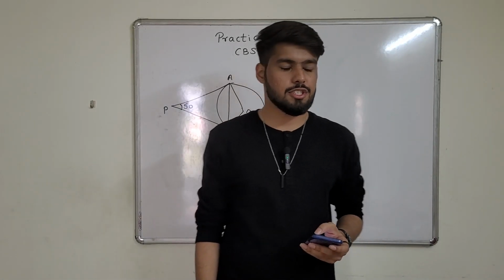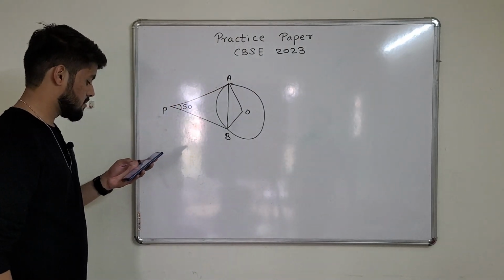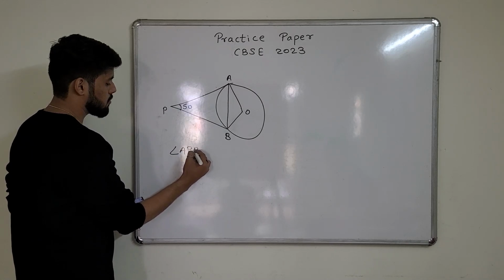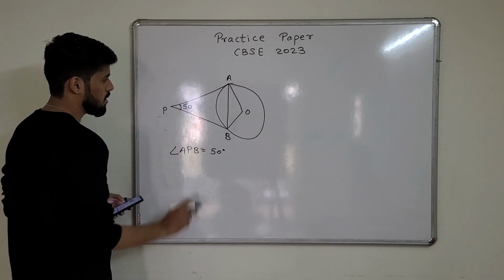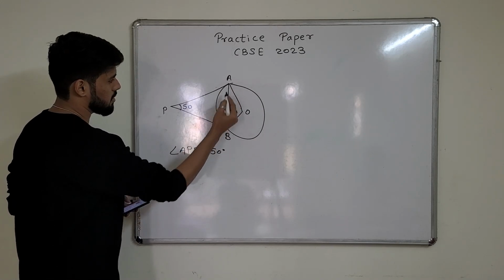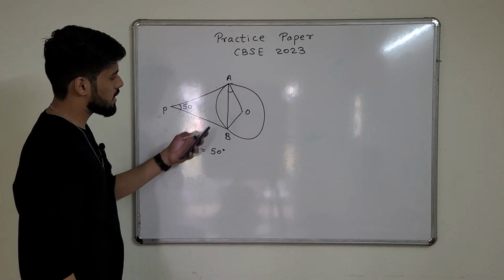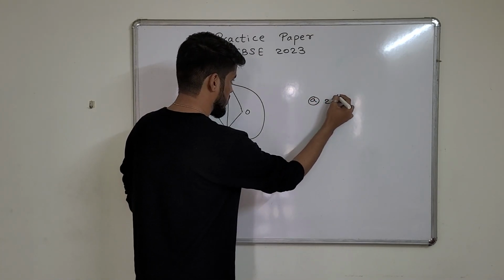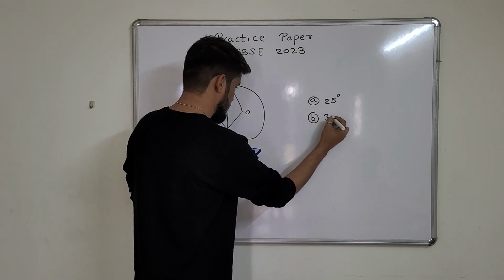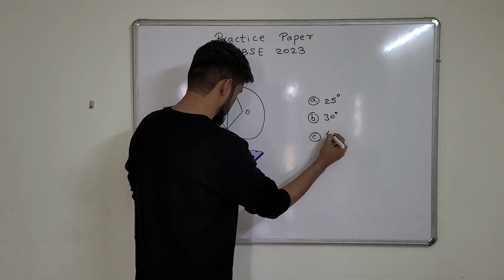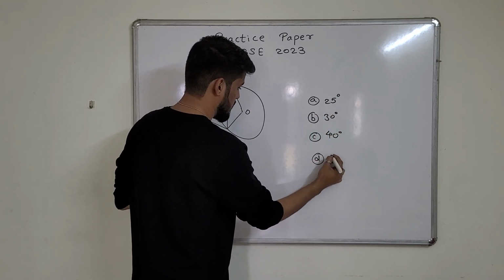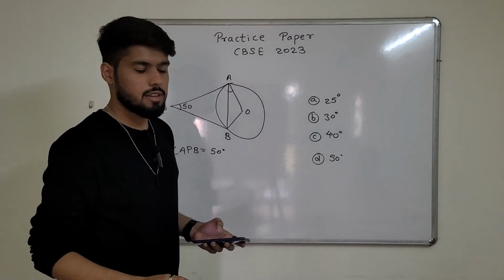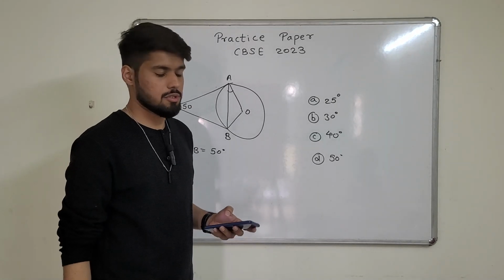Okay, so for the second question, we have this figure. The given data is angle APB equals to 50 degree. That is this angle. And they are asking us angle OAB. We are supposed to find out this angle. The options we have are 25 degree, option B 30 degree, option C 40 degree, and option D 50 degree. So which one can it be? Just pause the video, try to solve it. If you get stuck, then watch the solution.